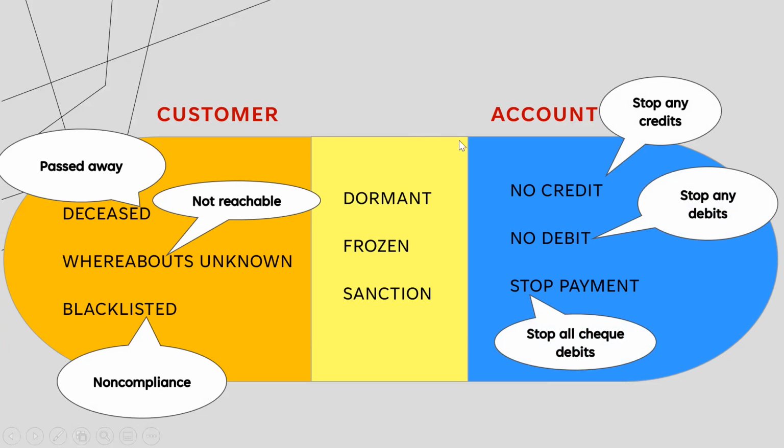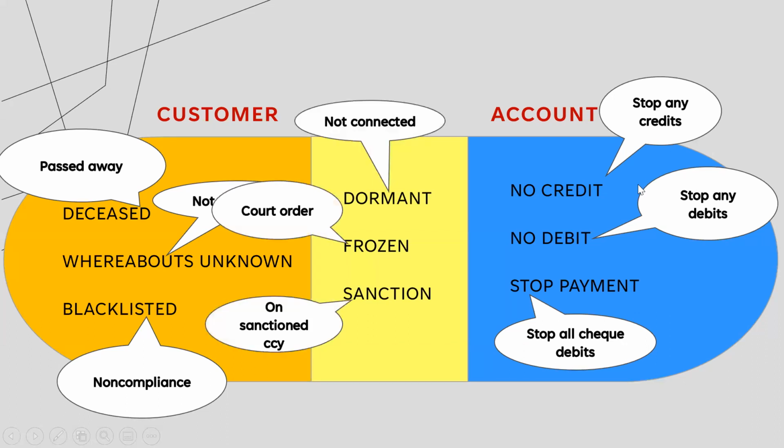A customer can have multiple accounts, and each account can have different statuses. One account can have no debit, one account can have no credit, and another can have stop payment, or a combination of all three. But it is not necessary that if one account is marked no debit, the other account is also marked no debit automatically. At account level I can have a different one.